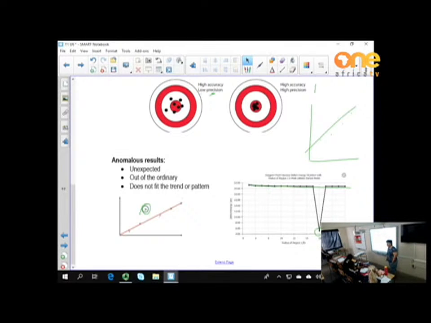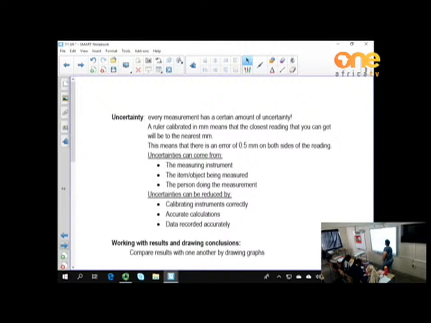Okay? Don't let it confuse you. If you've identified it as being an anomalous result, we know it's incorrect for whatever reason. So you don't want to make your readings inaccurate by using it. Okay. You understand?